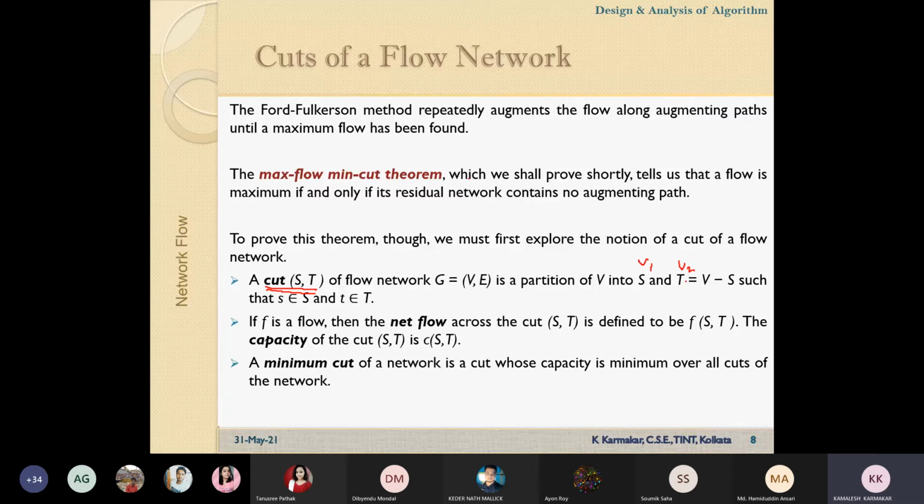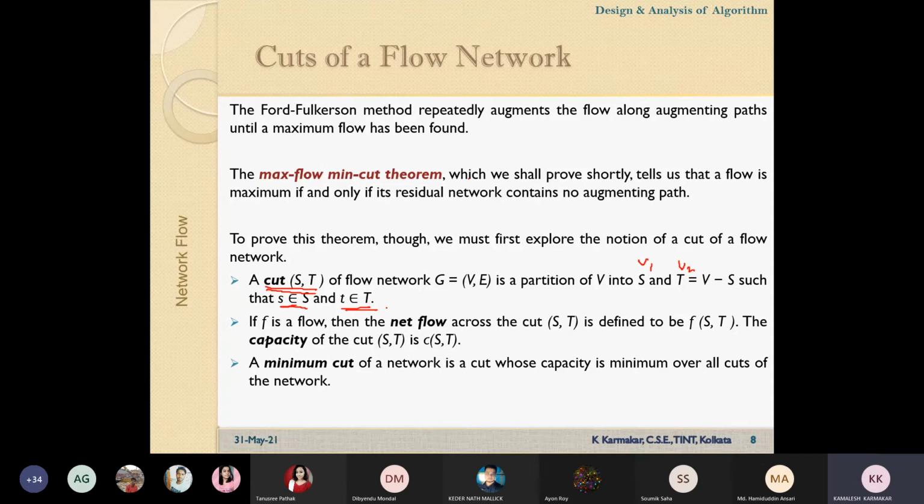Okay, so how will the graph be partitioned into these two partitions? Obviously we have discussed that if a vertex belongs to S, then the other must be in the other set. If we get a set of edges whose elimination partitions the graph into two subgraphs, then in that case this is known as a cut of the graph.